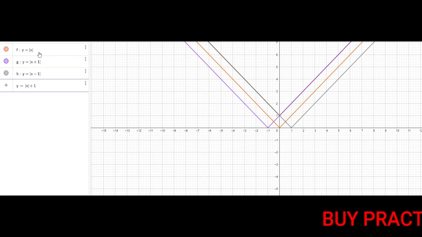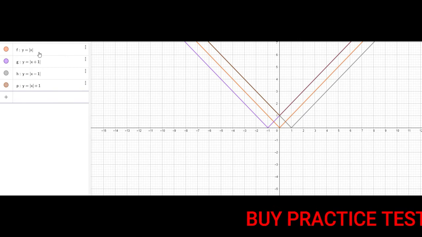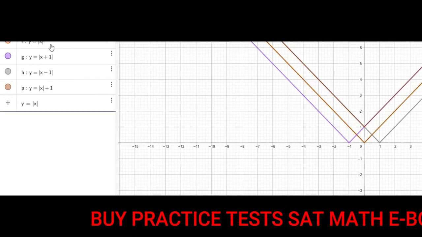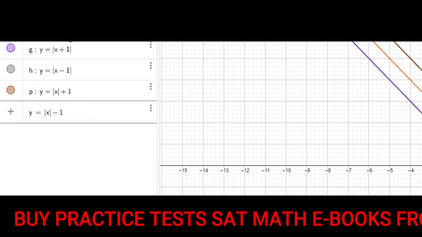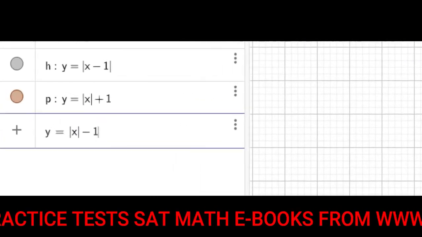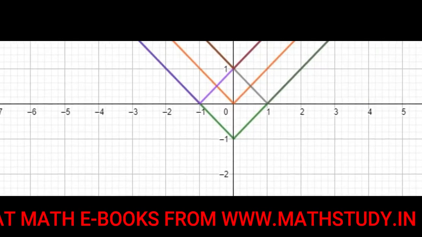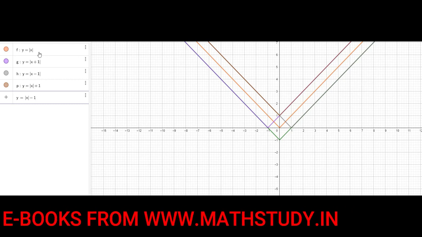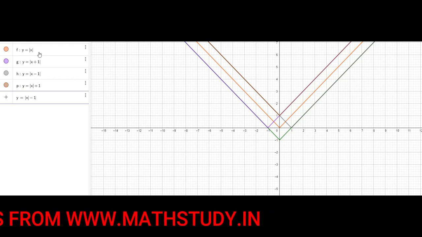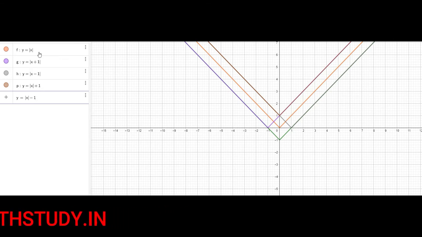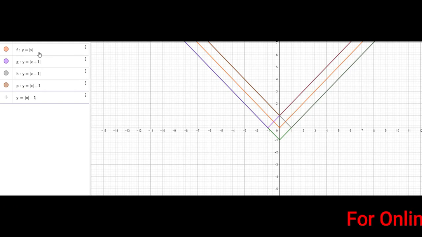Now let us draw another graph of y is equal to mod x minus 1, right? So here we can see that we have reduced 1 unit from the value of y. So that is why the graph has moved 1 unit in the negative direction of the y-axis. So I think this concept is clear now. Now let us go towards our problem and see what is the answer.